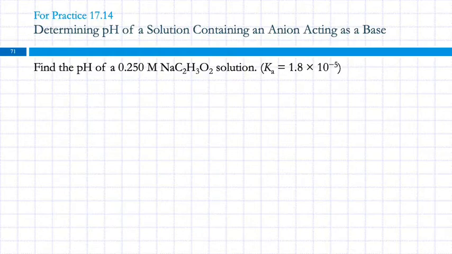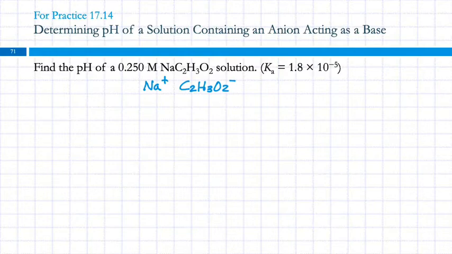Okay, so find the pH of a 0.250 molar NaC2H3O2 solution. Ka equals 1.8 times 10 to the minus 5. Let's do this thing. So let's orient ourselves first. What are we looking at here? So sodium and acetate. That's a soluble ionic compound. It's going to form sodium ions and acetate ions in solution.